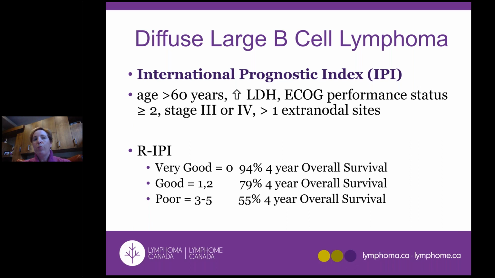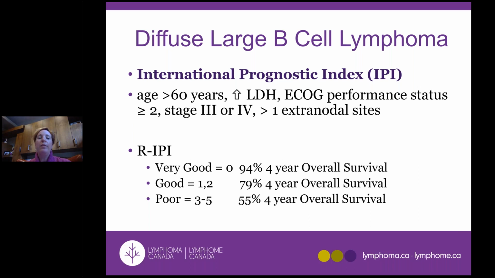Part of our goal when we're initially evaluating the patient and doing all the investigations to get stage, as well as determine patients' fitness to therapy, is to come up with a prediction, if we can, of what their outcome with our standard therapy may be. And one of the most common ways to do this is something called the International Prognostic Index, or IPI.